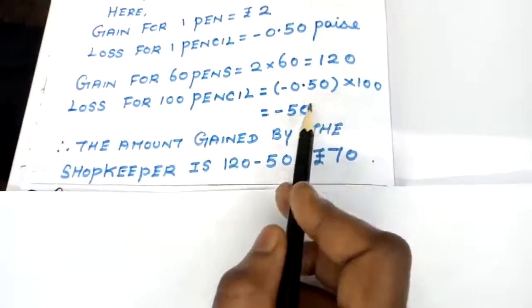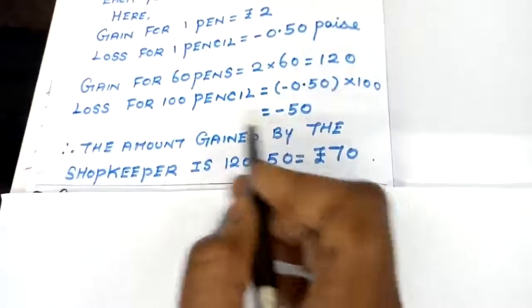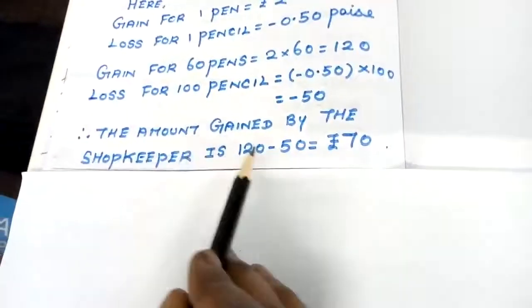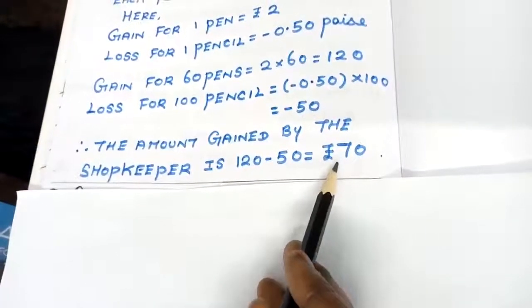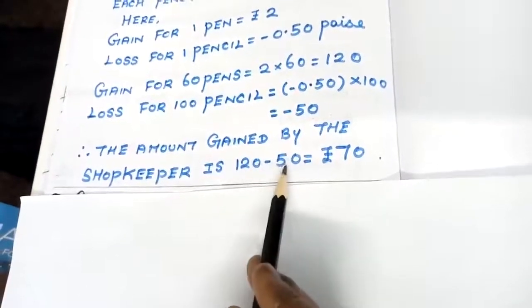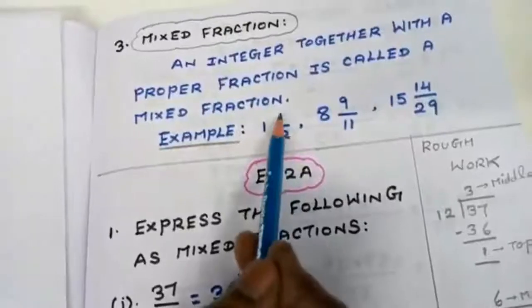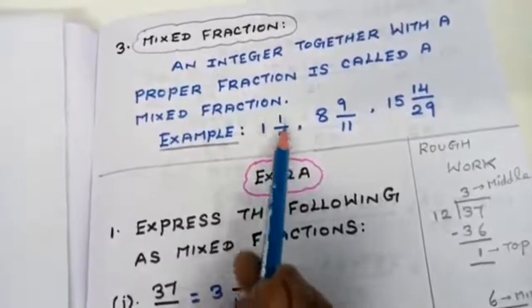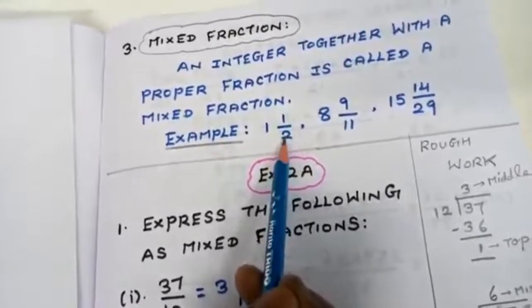So that is the calculation they have given you. Automatically, 120 and 50 means he is gaining the amount. Therefore the amount gained by the shopkeeper is 120 minus 50, which is equal to rupees 70. In a proper fraction, like 1 by 2, the numerator will be small and the denominator will be greater.